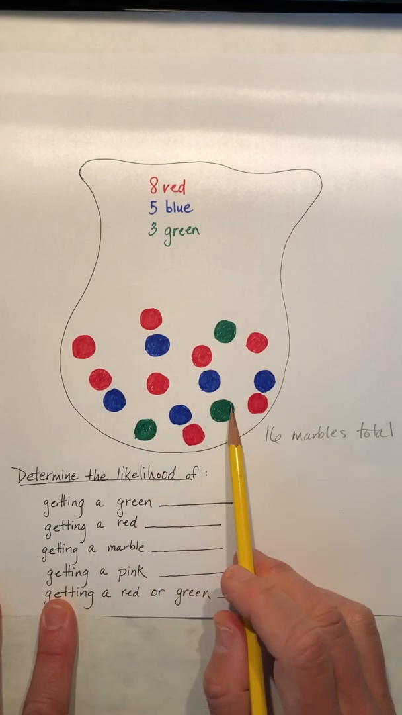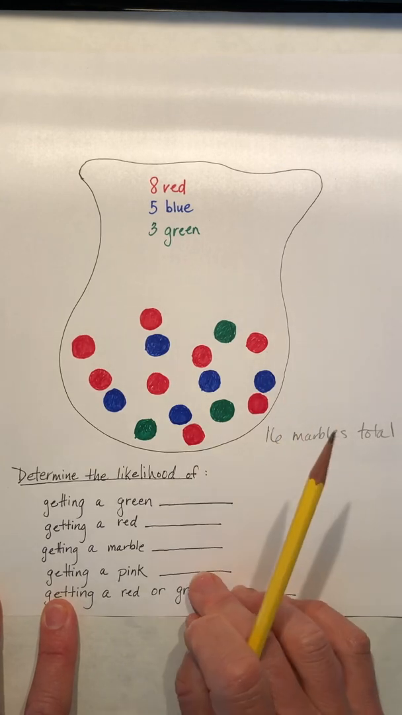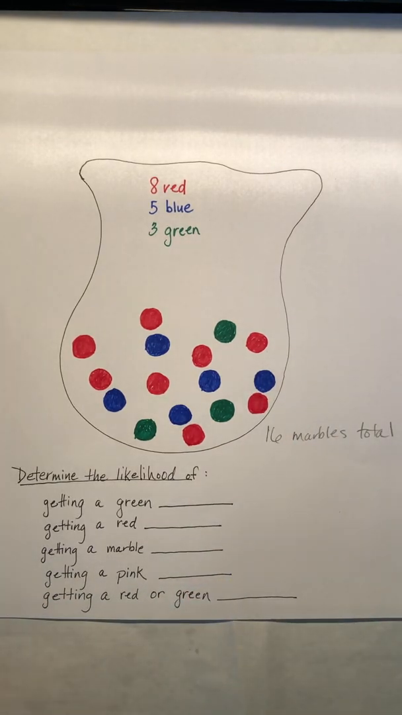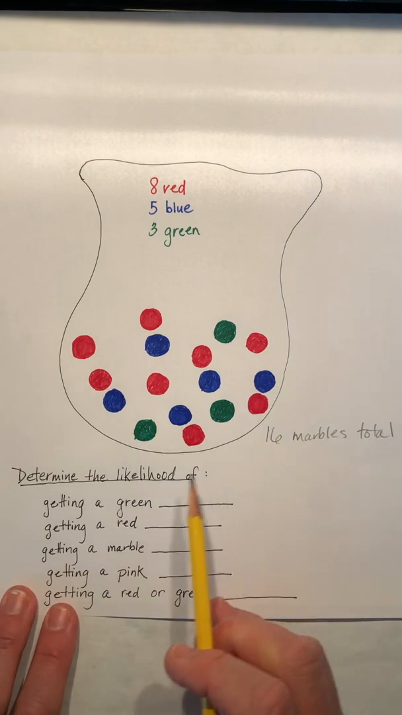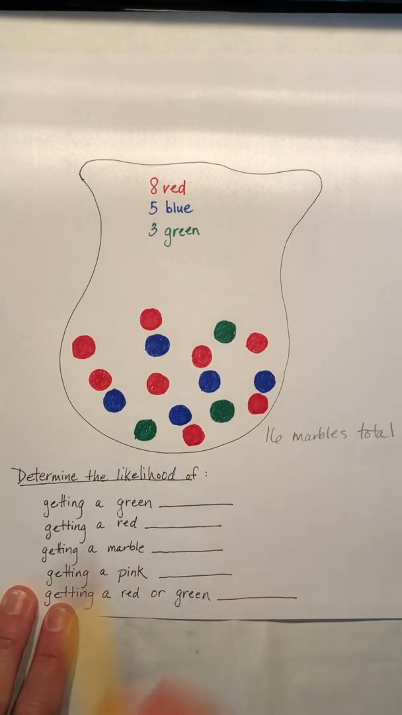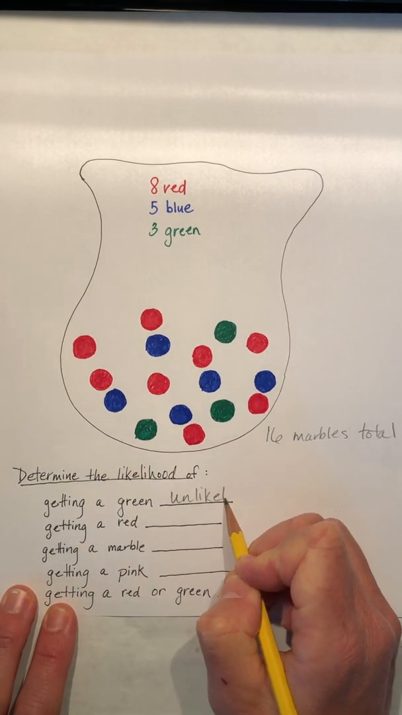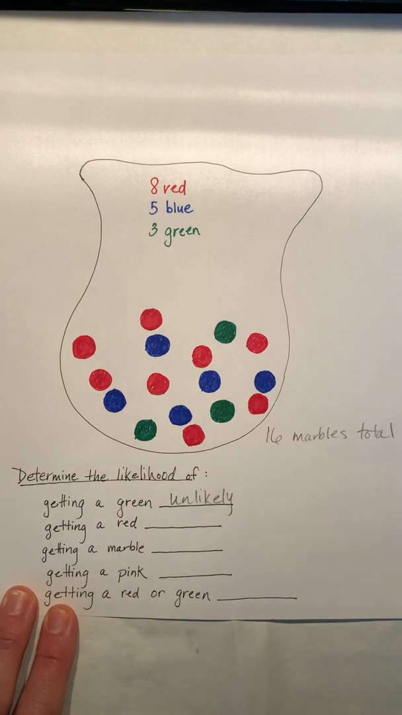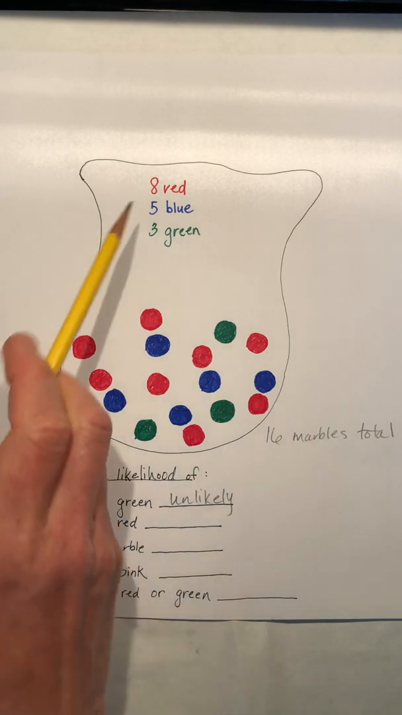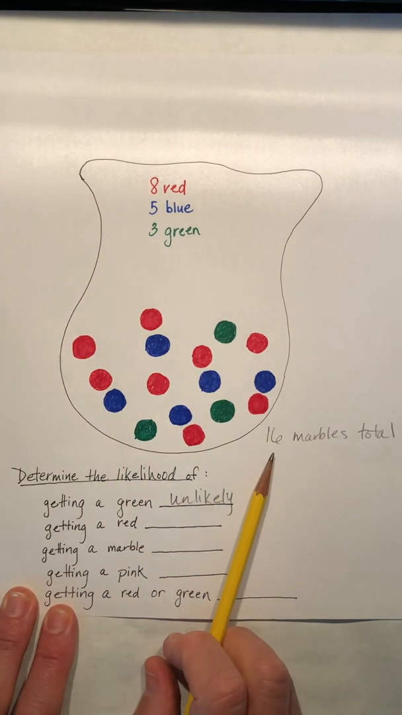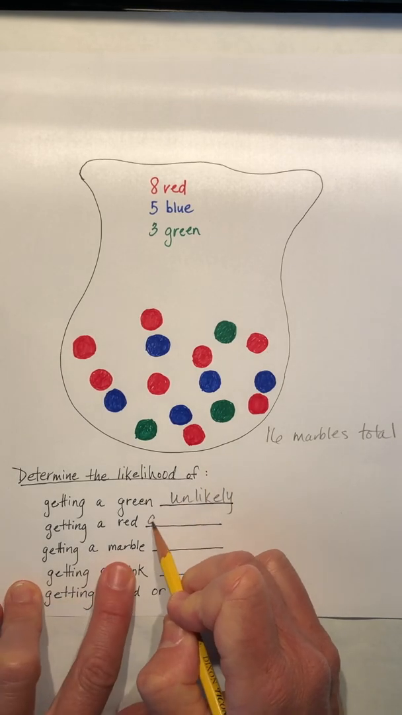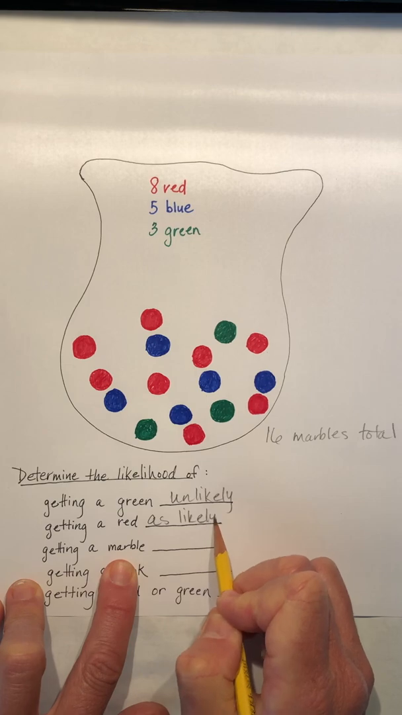So let's see, what's the likelihood of getting a green? I have 1, 2, 3 green out of 16 total. And which word describes when there's not a very good chance that something will happen? Remember, we call that unlikely. What's the chance of getting a red? Well, let's see. We have 8 red out of 16 total. And since 8 is half of 16, there's really a 50-50 chance. So we say that that is as likely as not.